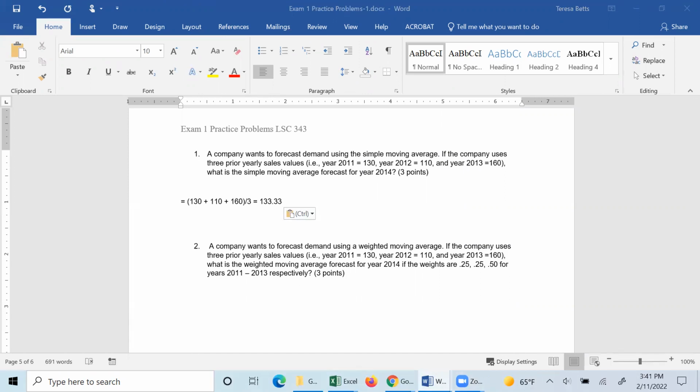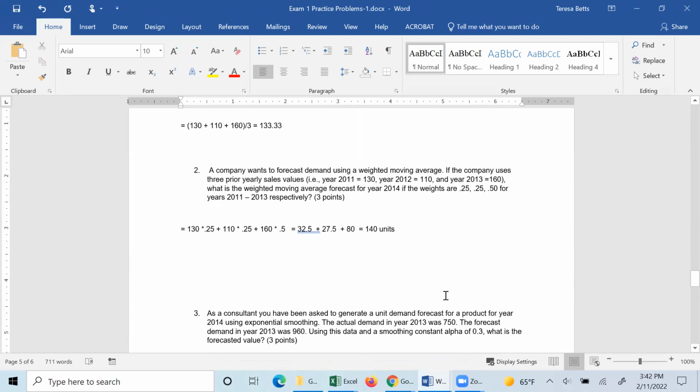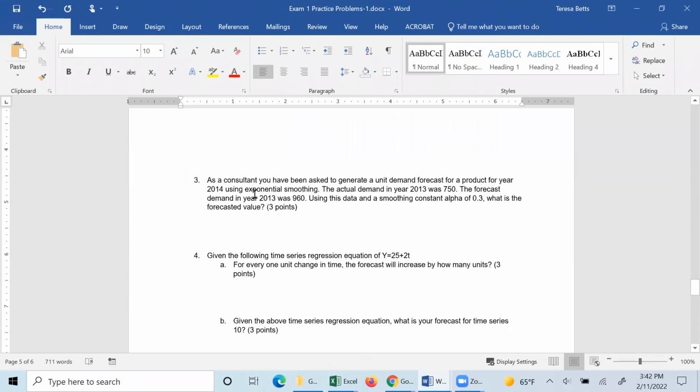The next one says, let's do a weighted moving average. Our years are 2011 is 130, 2012, 110, and 2013 is 160. What is the weighted moving average for 2014 if the weights are 25%, 25%, and 50% for years 2011 through 2013, respectively? Well, I take the 130 from 2011 times 25%, 110 from 2012 times 25%, and 160 from 2013 times 50%, and then add those values up to get my forecast. So that's just a weighted moving average.